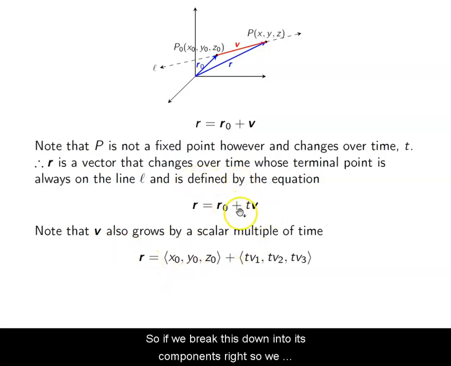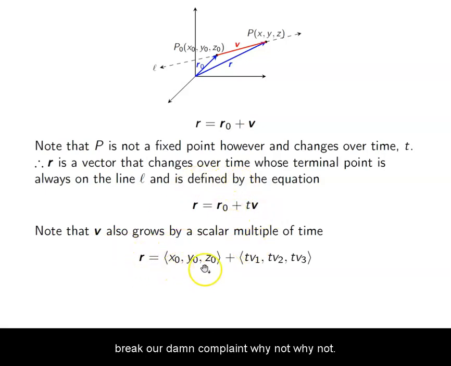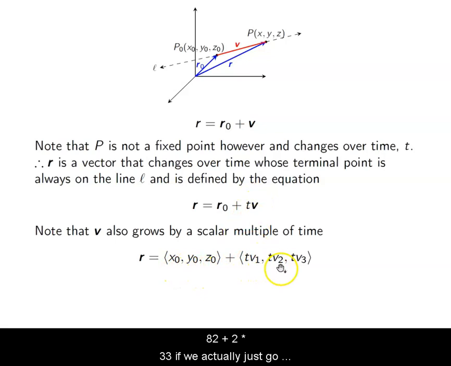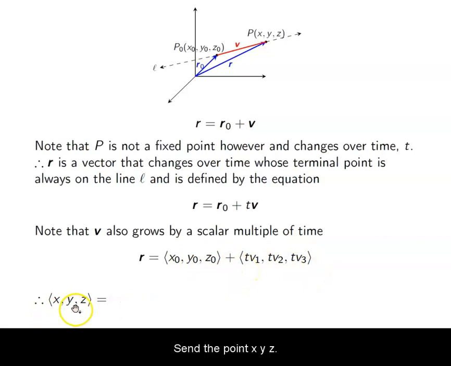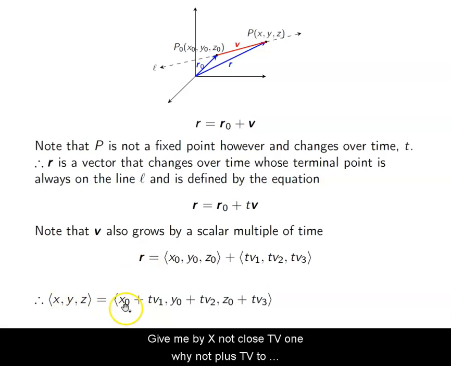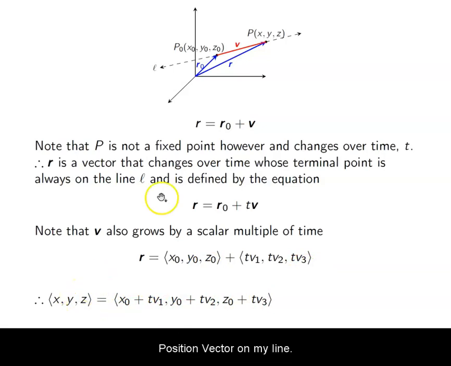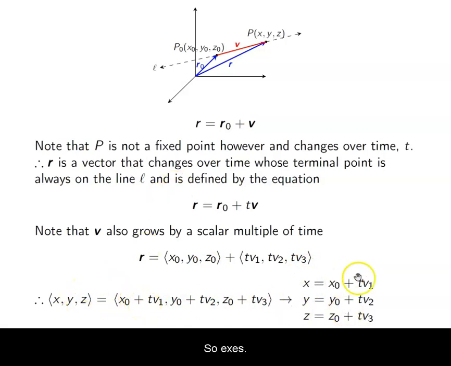So if we break this down into its components, right? So we break r down component-wise. It's x naught, y naught, z naught plus t times v1, t times v2, t times v3. And if we actually just go ahead and add these together, then the point xyz, or r, is given by x naught plus tv1, y naught plus tv2, z naught plus tv3. So this breaks down the components of my position vector on my line, right? So x is given by this value, y is given by this value, and z is given by this value.